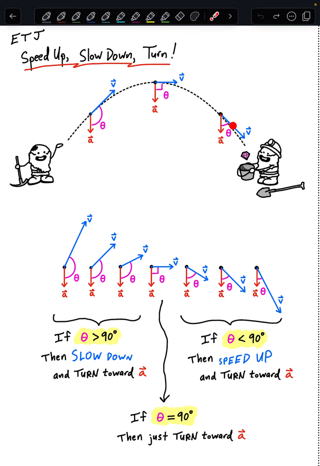If the angle is acute, less than 90 degrees, then the object is going to speed up and turn towards the acceleration, continue to tip towards that acceleration vector over time. And if the angle happens to be exactly 90 degrees, then the object will neither speed up nor slow down at that moment, but it will turn. That velocity vector is about to tip towards the acceleration vector in that instant.